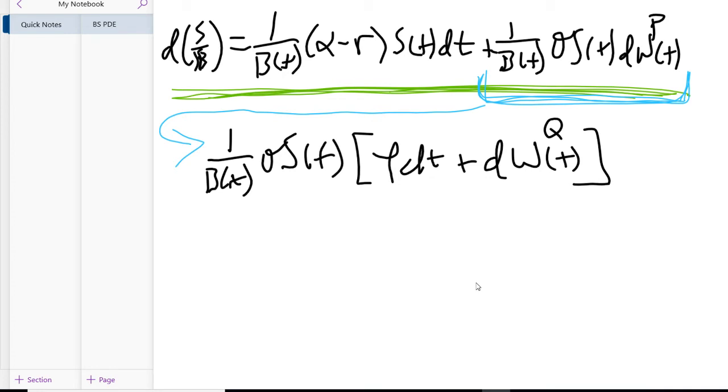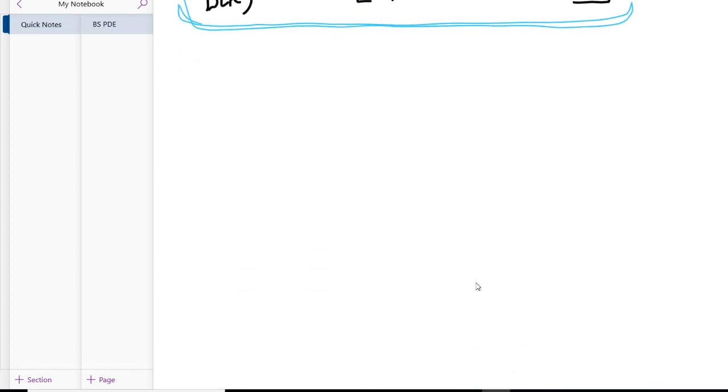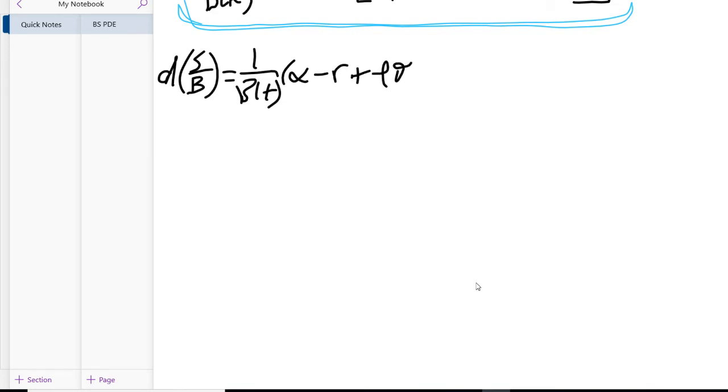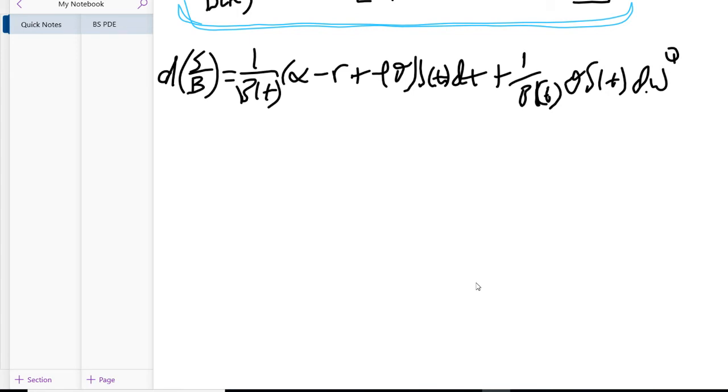So writing that term instead as this, if we then simplify all of this, what we would be left with is that d S over b is equal to 1 over bt times alpha minus r plus phi sigma St dt plus 1 over bt sigma St dWQ t. So now what do we want?